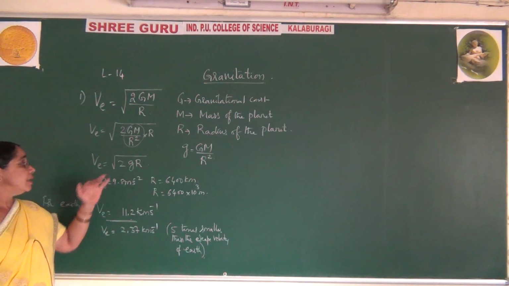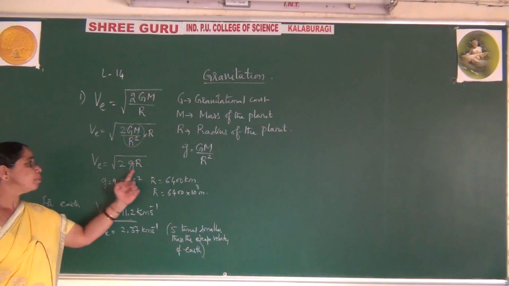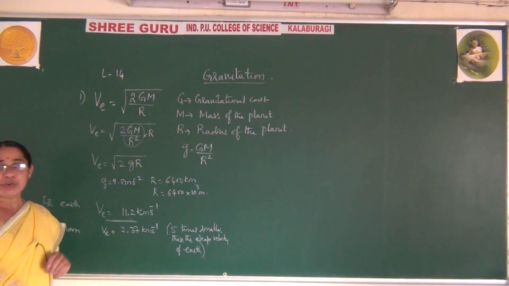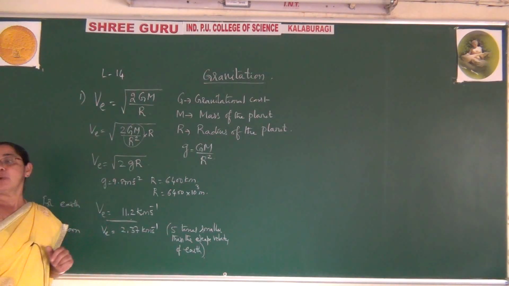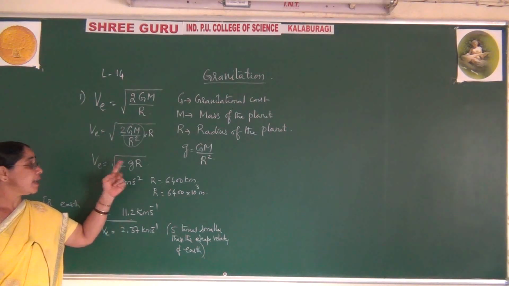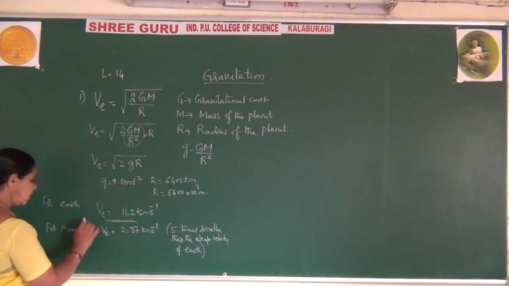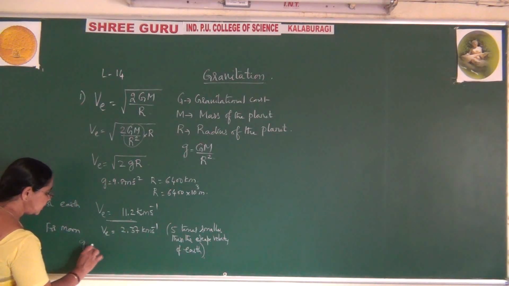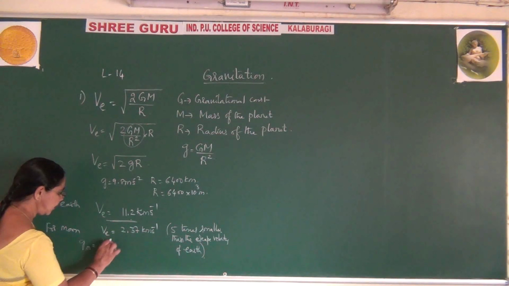But remember, this acceleration due to gravity for the Moon is different. You need not take 9.8. And the radius of the Moon is different, because the Moon is very small compared to the Earth, due to which G is different and R is different. At that time, G of Moon is 1 by 6 times of G of Earth.